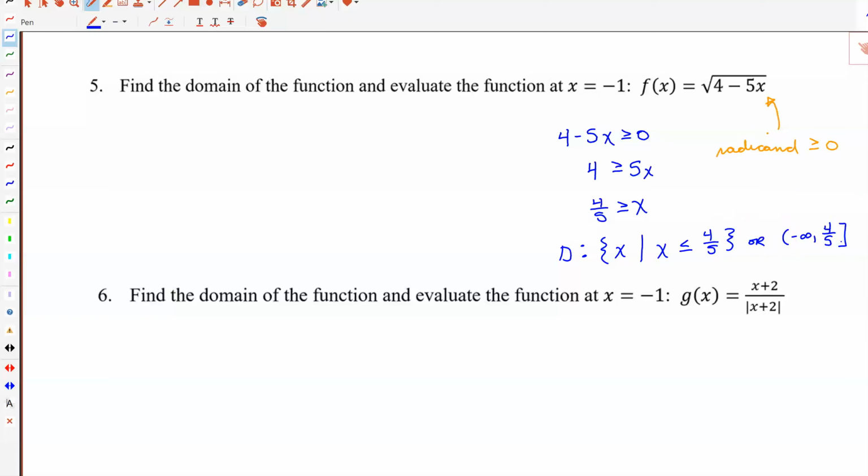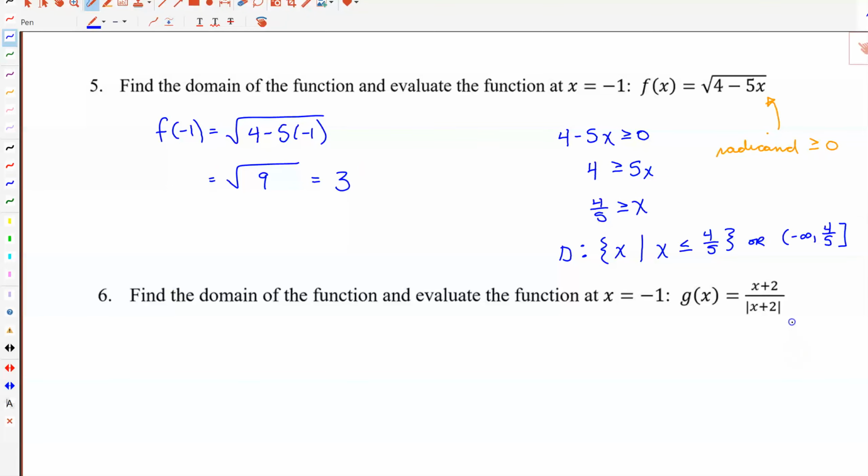Now let's evaluate the function. We were asked to find f of negative 1. So inside of my function, I'm going to have 4 minus 5 times negative 1. If I go ahead and evaluate that, I'm going to have 4 plus 5, which is 9. And then now apply the square root. The square root of 9 is 3.